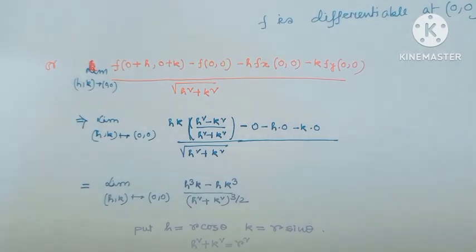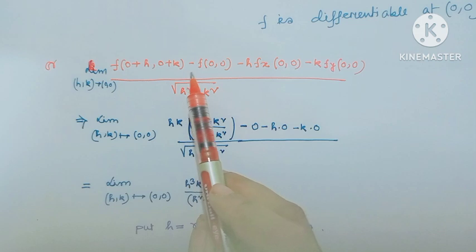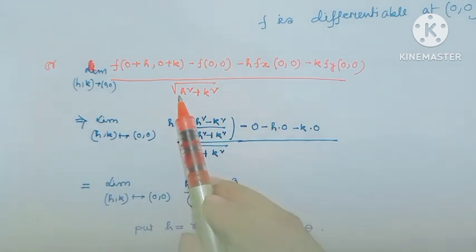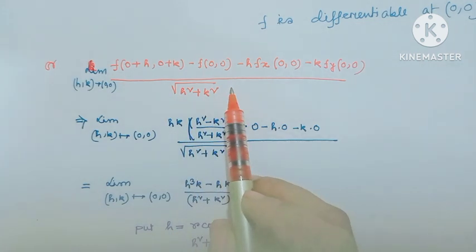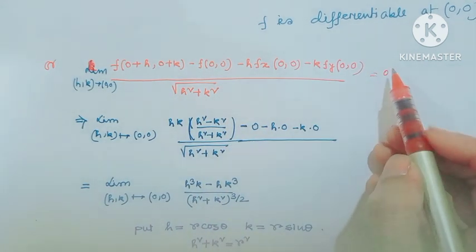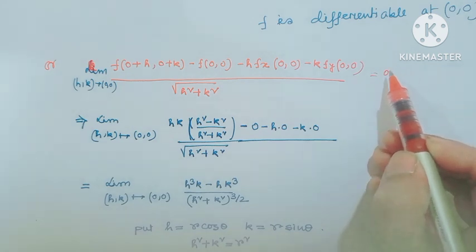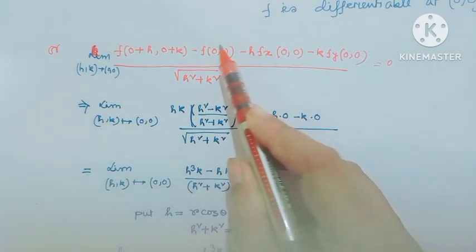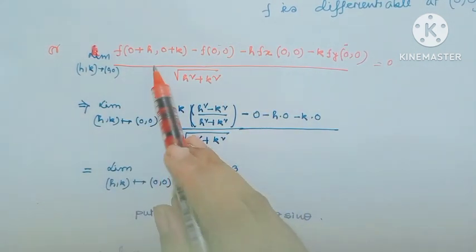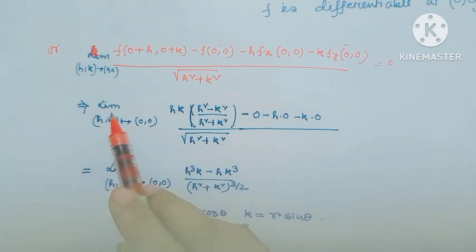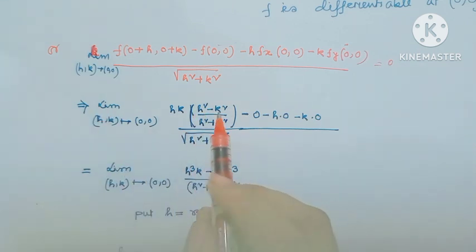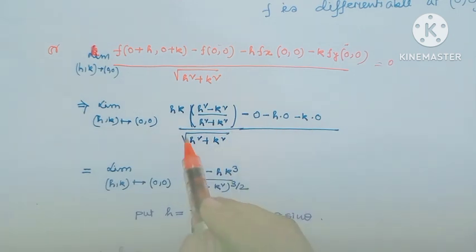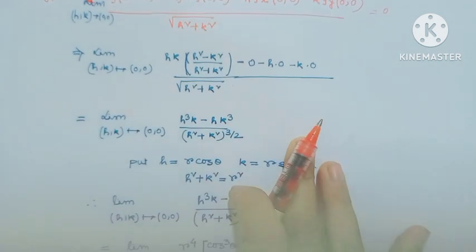Limit (a, k) tends to (0, 0) of [f(0 + a, 0 + k) − f(0, 0) − a fx(0, 0) − k fy(0, 0)] divided by the square root of a² + k², this value should be 0. This is what we have to prove. This is another method. And since all these values are 0, f(a, k) equals the limit as (a, k) tends to (0, 0) of a·k·(a² − k²)/(a² + k²) divided by the square root of a² + k².